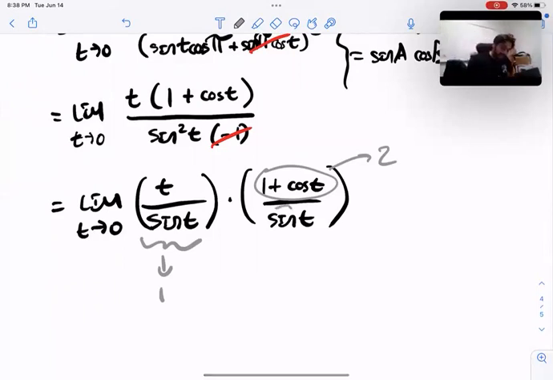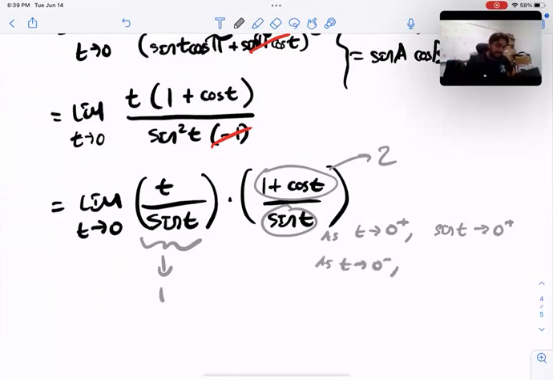This quantity, on the other hand, depends. As t approaches 0 from the right, this becomes a small but positive quantity. But as t approaches 0 from the left, this becomes a small but negative quantity. So the first factor is very stable.